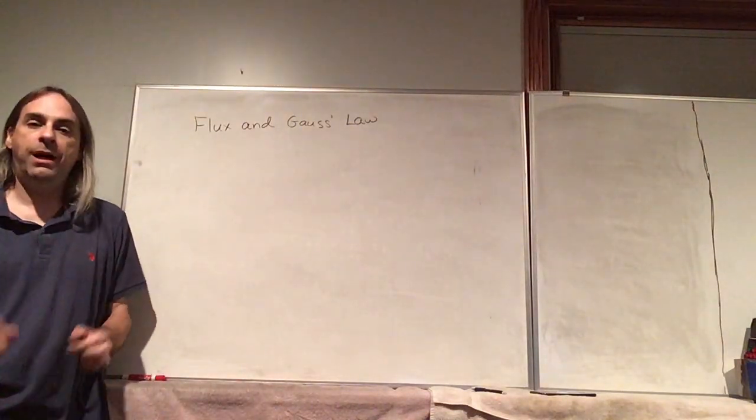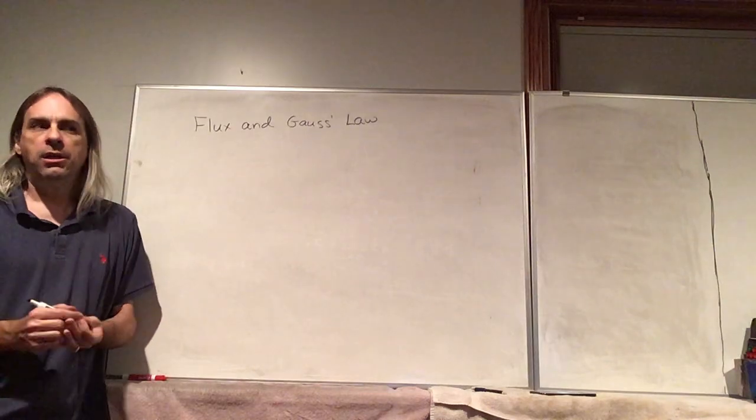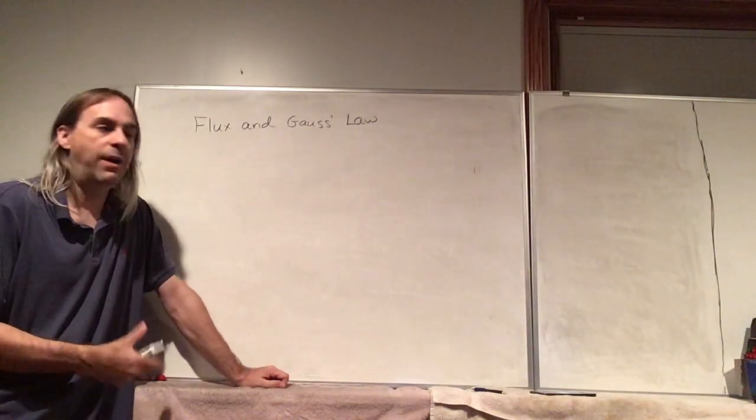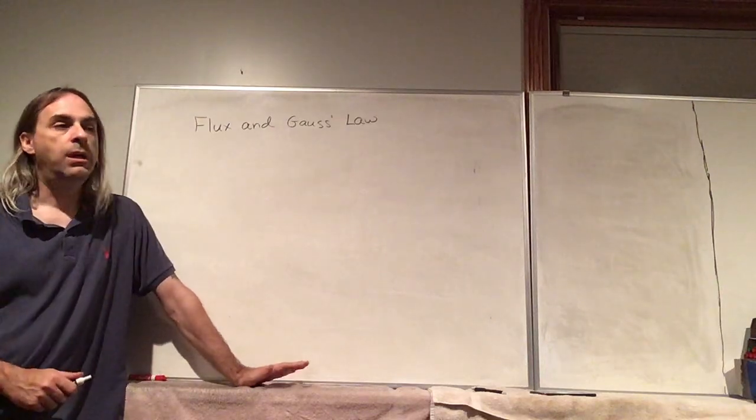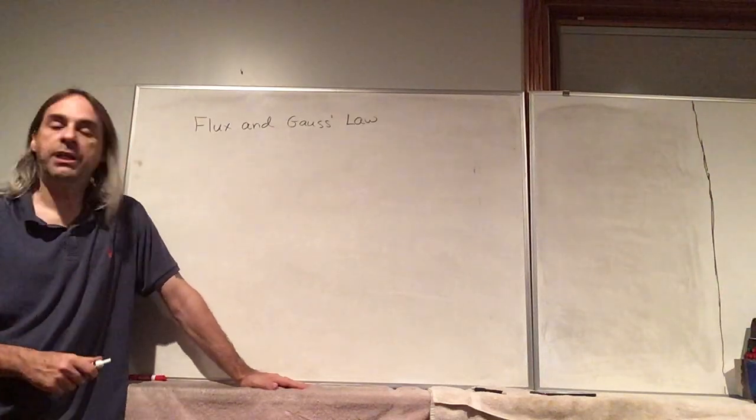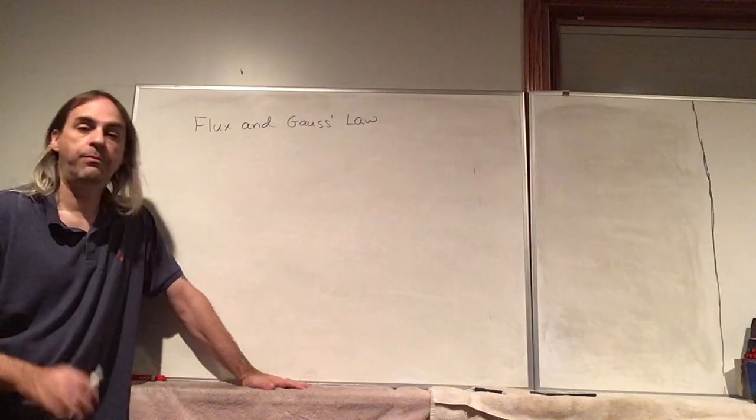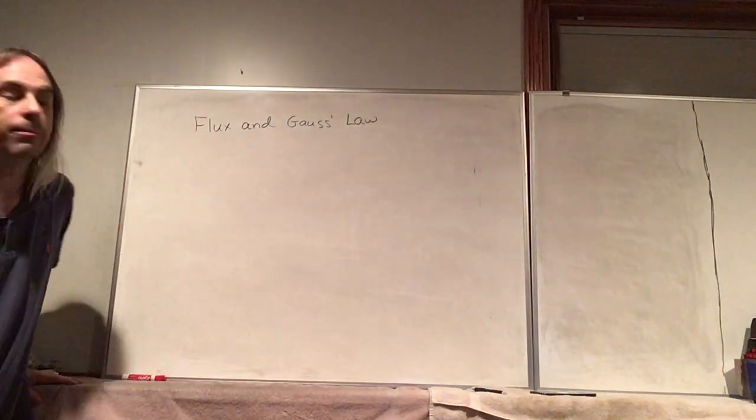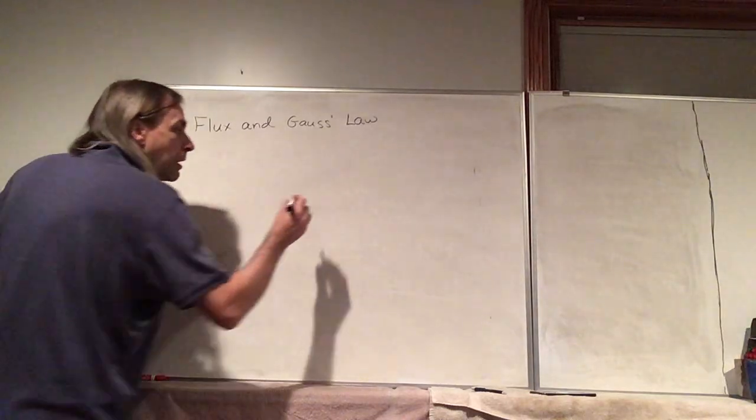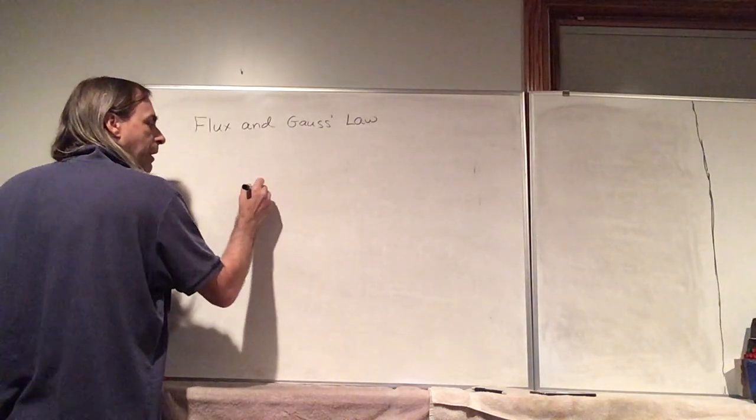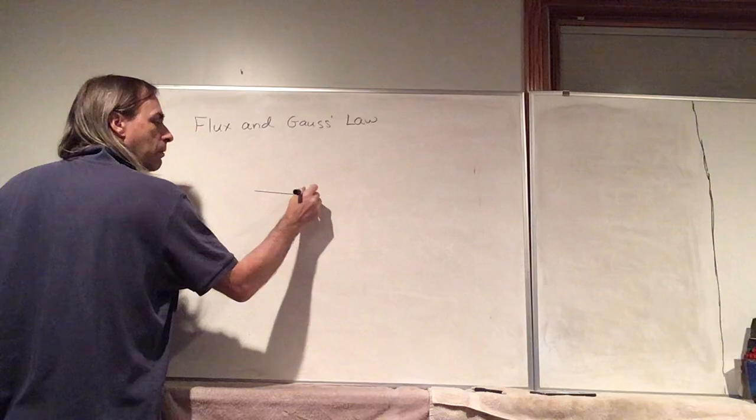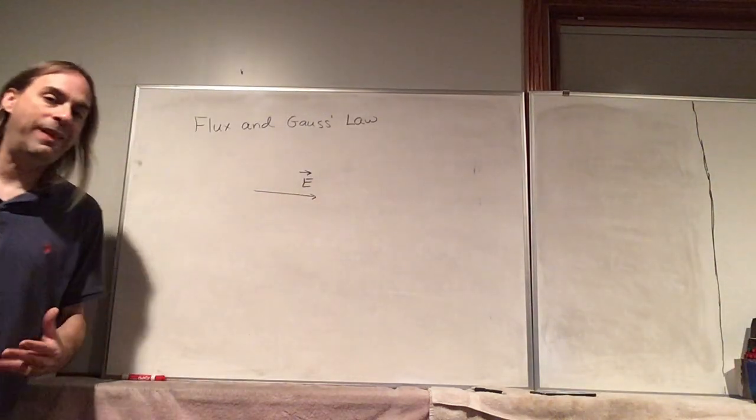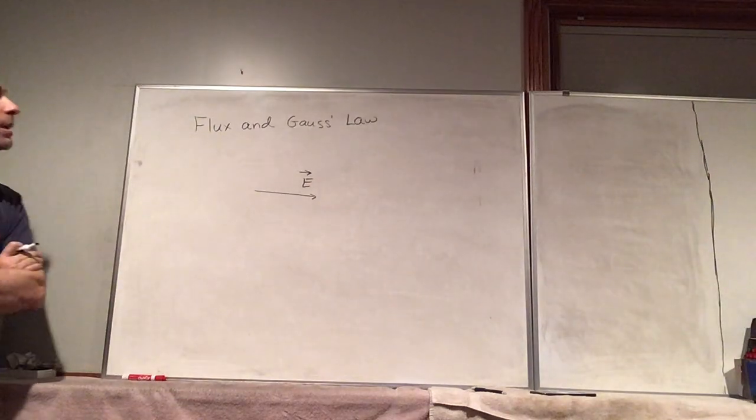We're going to start out by defining flux. In general, flux would be defined for a vector field, but we're going to stick with just our electric field for now. Later we'll talk about magnetic flux, which is basically defined the same way. So let's say we have an electric field that's constant in some region. We're going to start with a simple case.